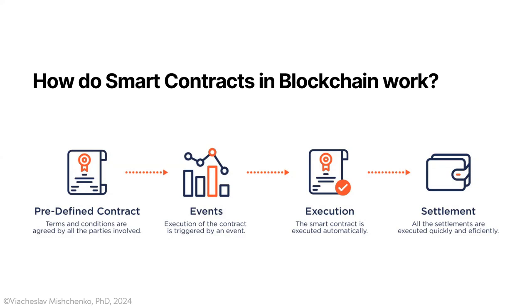And for example, if we are dealing with a payment contract, an event might be reaching a specific date or receiving a particular amount of cryptocurrency. So these events are what set the smart contract in motion, in other words. And next comes the execution phase.